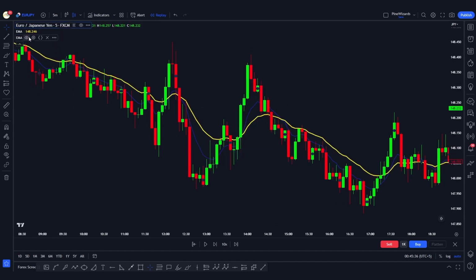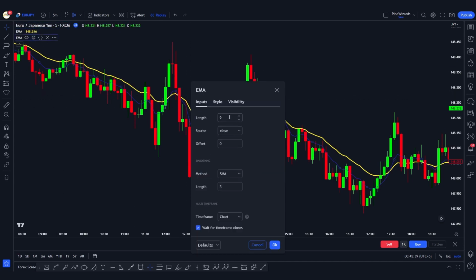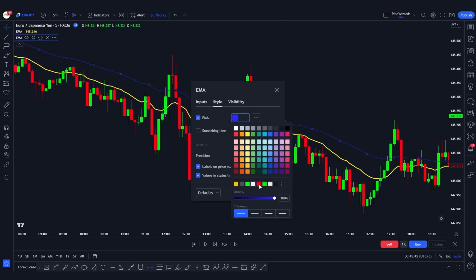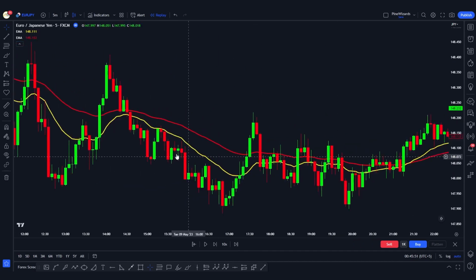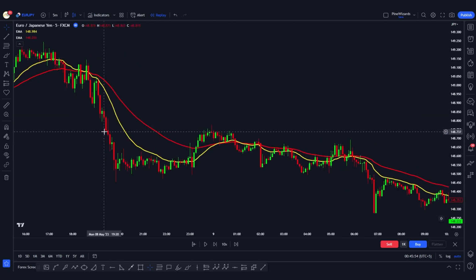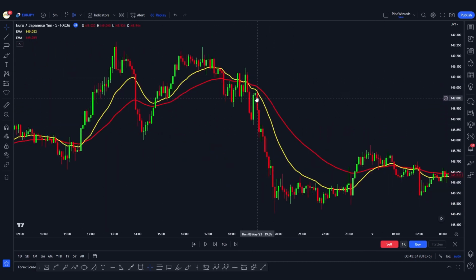Now let's go ahead and change the settings of the second EMA, and we're going to increase its length from 9 to 51. So this will be our slow exponential moving average, and also we're going to go to its settings and change the color so that we can see it a little bit better, and also make it thicker. Now let's hit OK, and you can see that whenever the fast period EMA is below this slow period EMA, the market is in bearish momentum. And if you look here, the fast period EMA is above the slow period EMA, and the market is in bullish momentum. So we'll be using this exponential moving average to detect the momentum in the market.